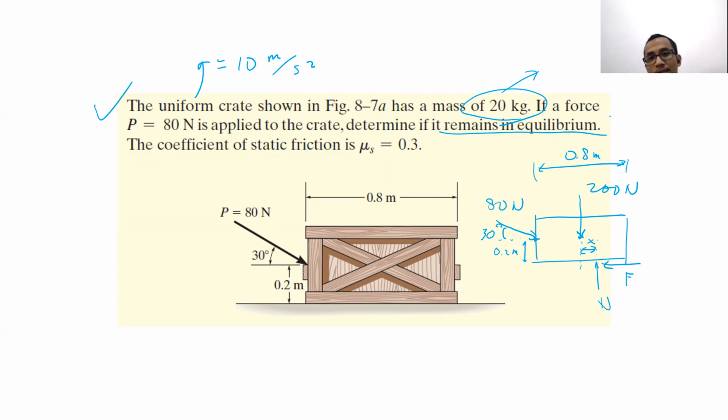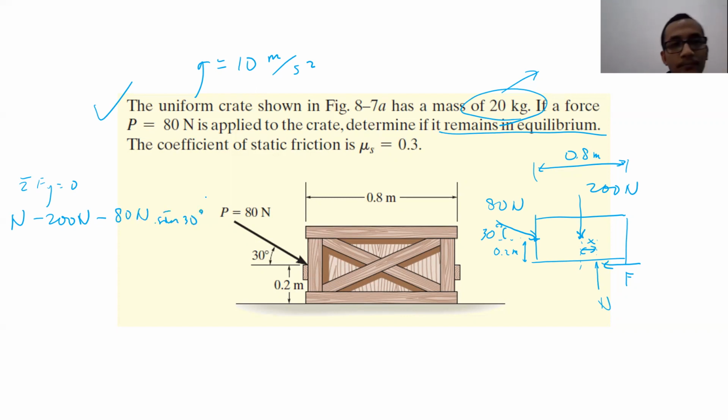So the first thing we have to do is calculate using equilibrium first. Using sigma Fy equal to 0, if going up is positive, what we will have here is normal force N minus 200 newtons minus 80 newtons sin 30 equal to 0.